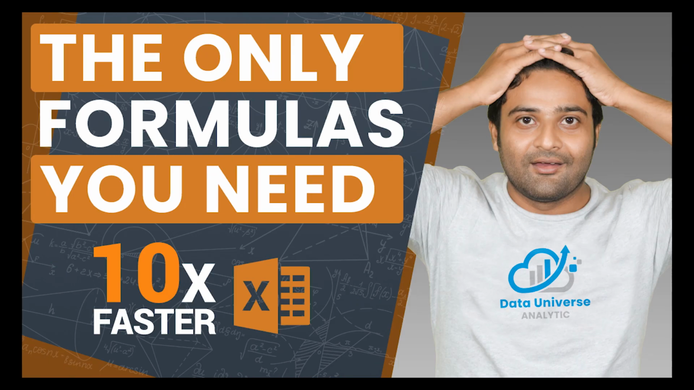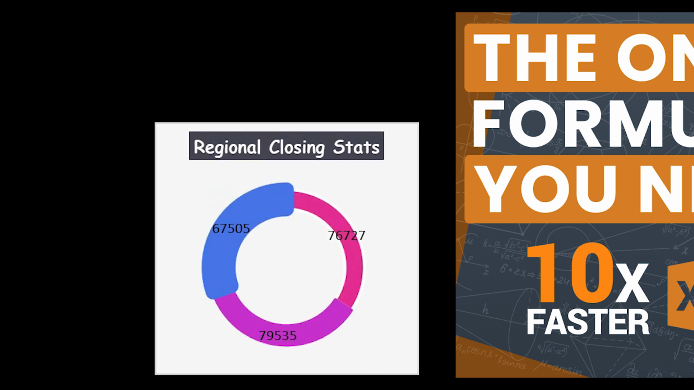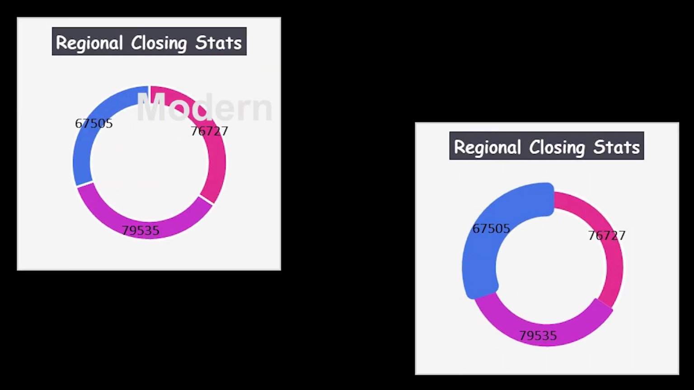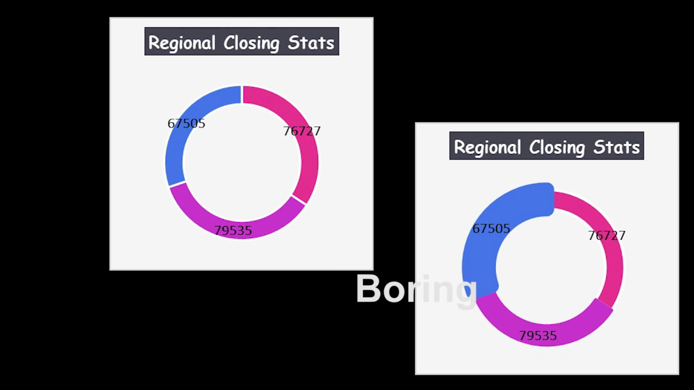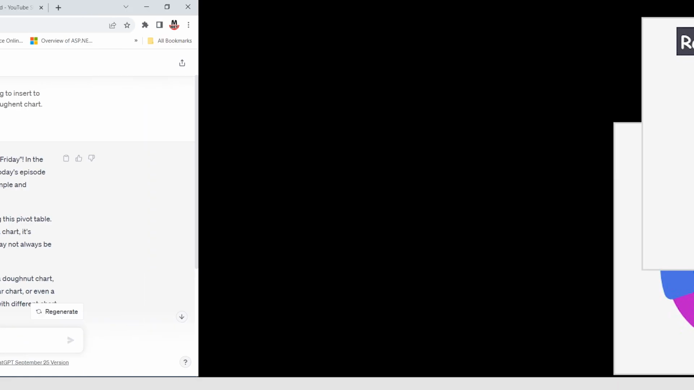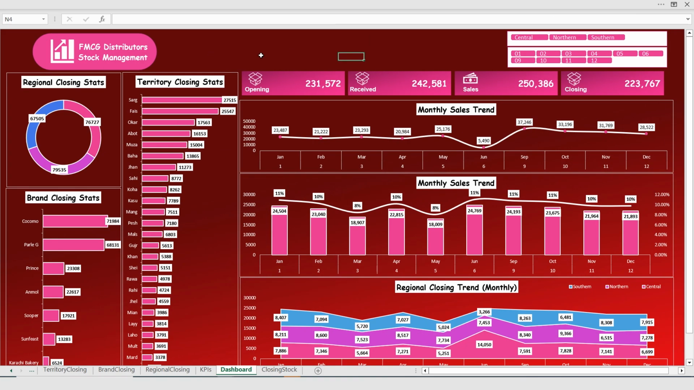In the previous episode of this series, we learned about mastering Excel formulas. Today's episode promises to be just as exciting, as I will be showing how to convert a simple and boring donut chart into a modern chart. So I'm using the sample data from one of my masterclasses, where I made this amazing dashboard, the stock management of an FMCG company. If you want to learn this powerful and incredible dashboard, you need to click on the right corner.